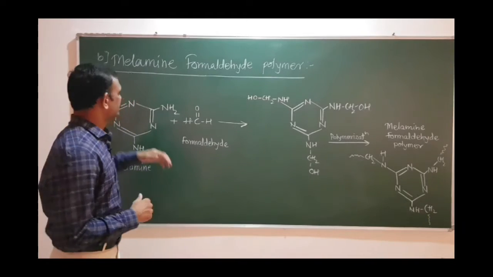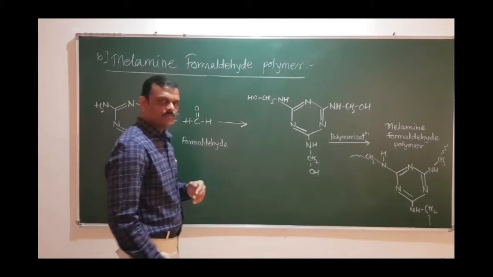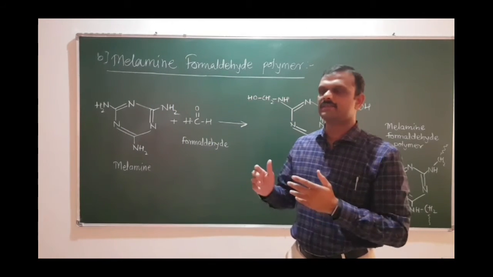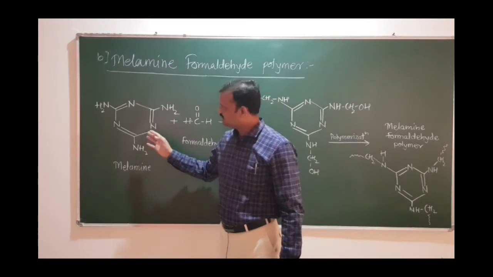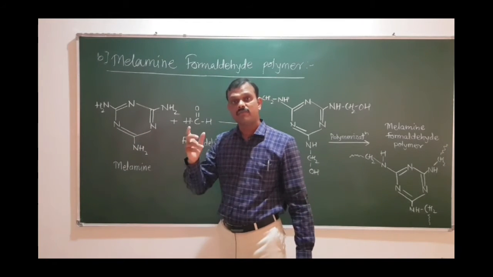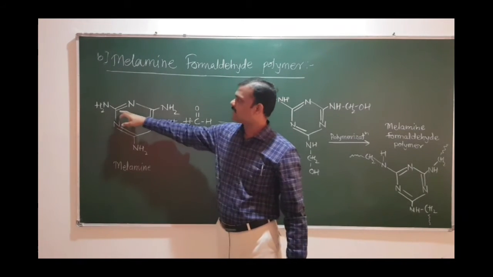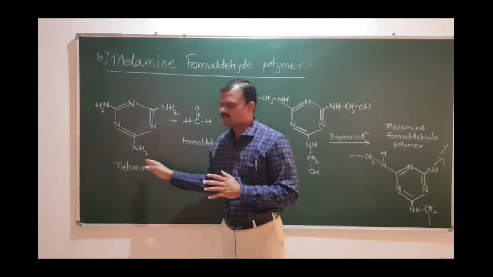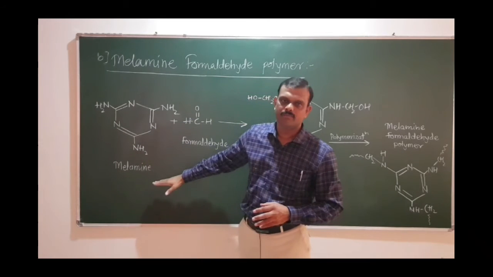The next formaldehyde polymer is melamine formaldehyde polymer. It is made up of two compounds. First one is melamine, another one is formaldehyde. This is the structure of melamine, in which an aromatic ring is present, in which alternate carbons of benzene are substituted by nitrogen and the remaining carbon is again attached to an amino group. A very simple symmetrical structure. This structure is called melamine.